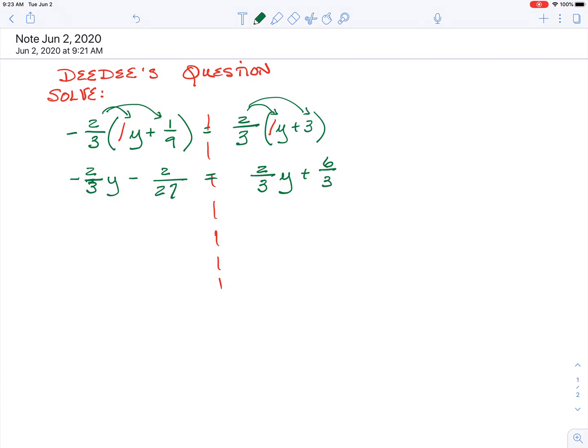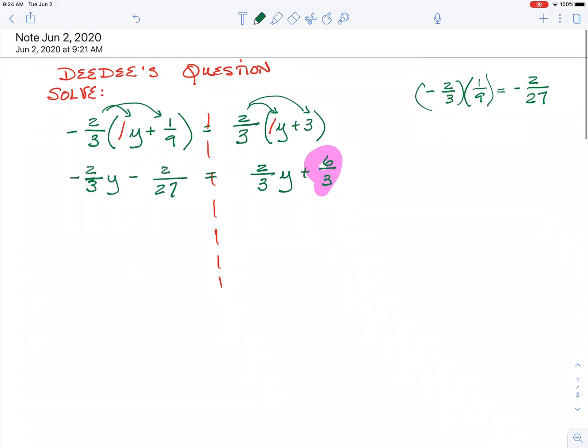And when I do that, I hope you remember how to do fractions. If you don't, you can type them in your calculator. But when I did the negative 2/3 times the positive 1/9, there was nothing to cancel. So I just multiplied straight across the top and straight across the bottom to get that negative 2 over 27. All right, now I'm noticing right here that this 6 over 3 could be simplified down to the whole number 2.